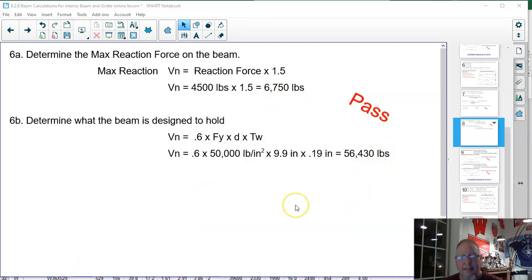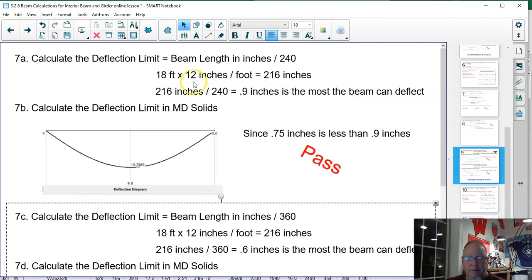The last thing that I need to look at is how I am calculating my deflection limit, followed by how I'm getting that number out of MD Solids. So to calculate the deflection limit, I'm going to take the length of my beam in inches divided by 240. So the beam is still 216 inches, which is 0.9, same thing it was in the first problem. But then how did I get this out of MD Solids?